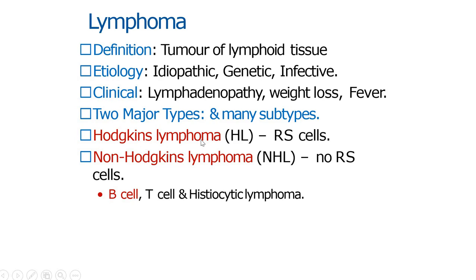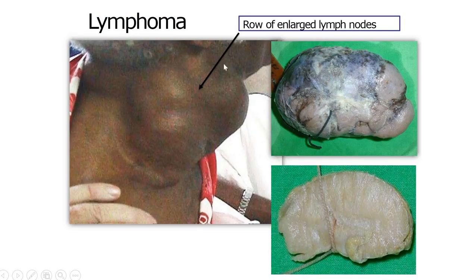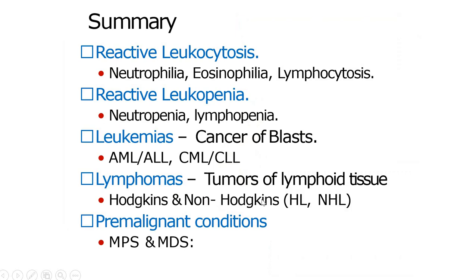So you should know about the Hodgkin's and the non-Hodgkin's, and they will have massive enlargement of the lymph nodes. You can see here such a big lymph node. So lymphadenopathy is a characteristic feature.